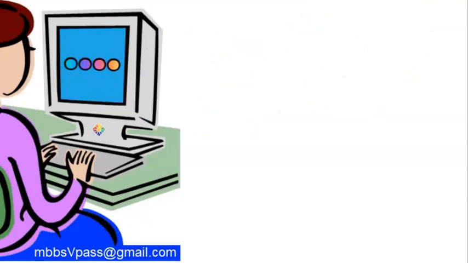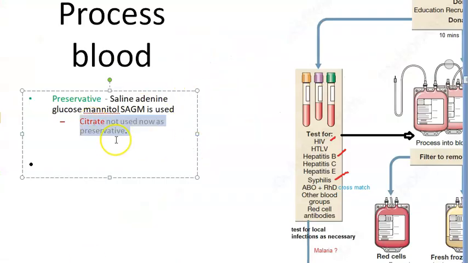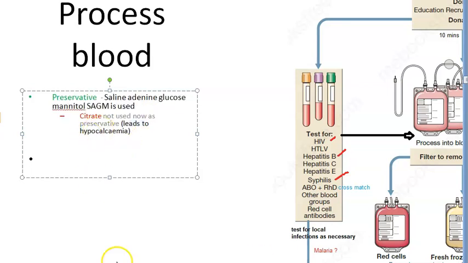Mannitol actually is a diuretic, right? Anyways, now citrate they are not using anymore. If they add citrate, what will happen? Hypocalcemia used to happen. It leads to hypocalcemia. Anyways, we are not using that, so we'll leave that.